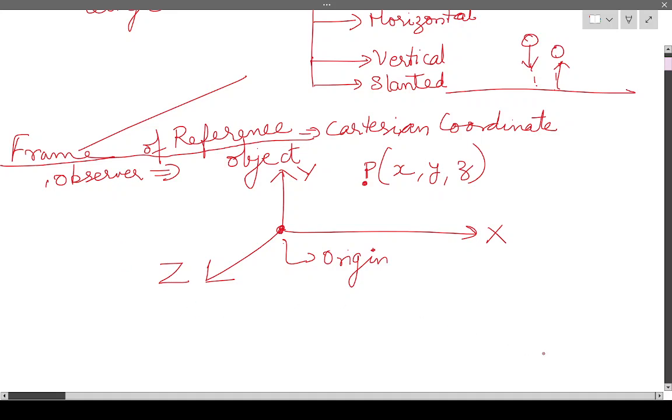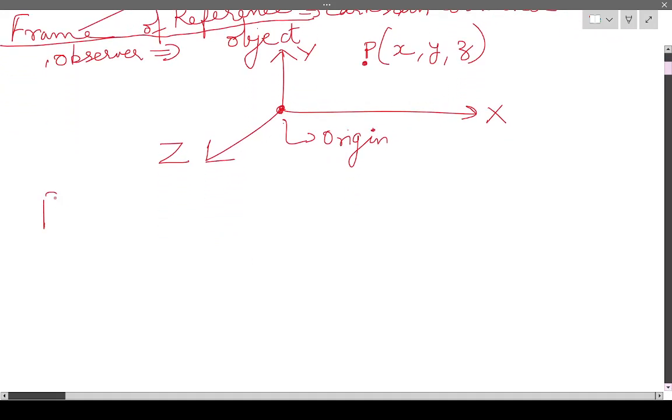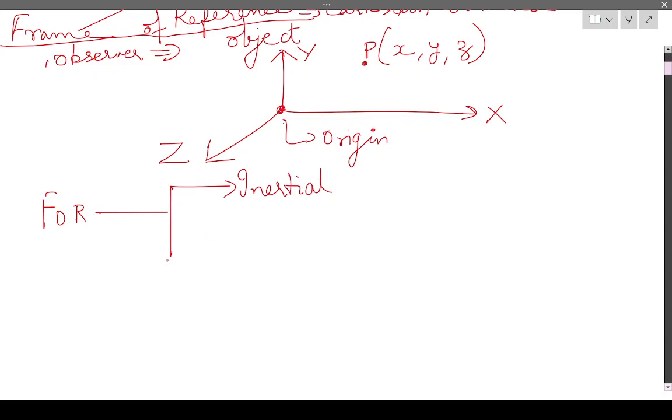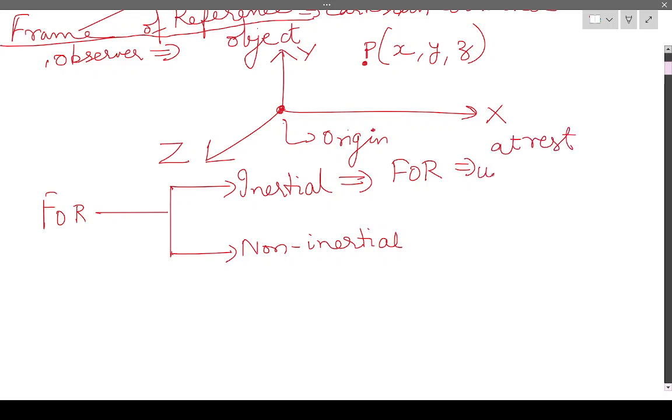Next. What are the types of frame of reference? There are two types. One is an inertial frame of reference. Another one is a non-inertial frame of reference. What is the difference between inertial and non-inertial? If the frame of reference is either at rest or moving with uniform velocity, then I can call this an inertial frame of reference. Non-inertial means what? Here it is moving with an acceleration, a is not equal to 0. Or it is the accelerated frame of reference. So this we will call a non-inertial frame of reference.